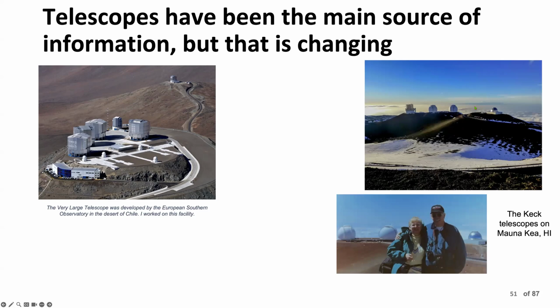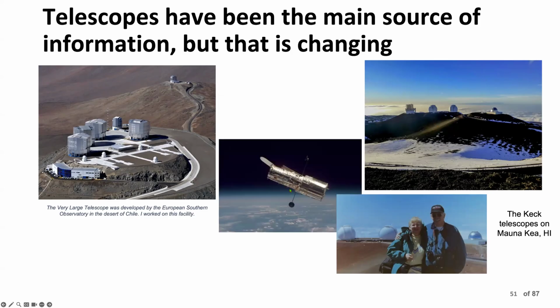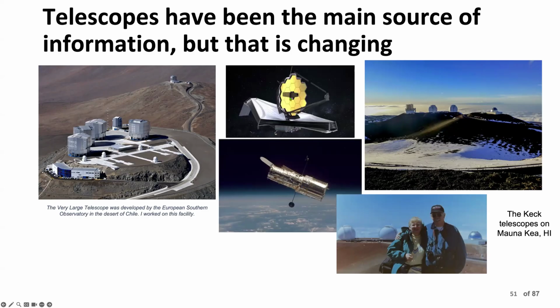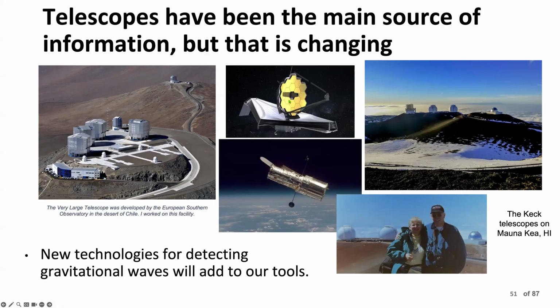Here's probably the premier spot in the world for ground-based telescopes, and that's on the big island of Hawaii, on the dormant volcano Mauna Kea. You see gigantic telescopes there. There's my wife and I at the summit of Mauna Kea. Of course, when we can afford it, we build space telescopes. Here's the Hubble Space Telescope. And of course, now we have the James Webb Space Telescope that's in its third year of operation.